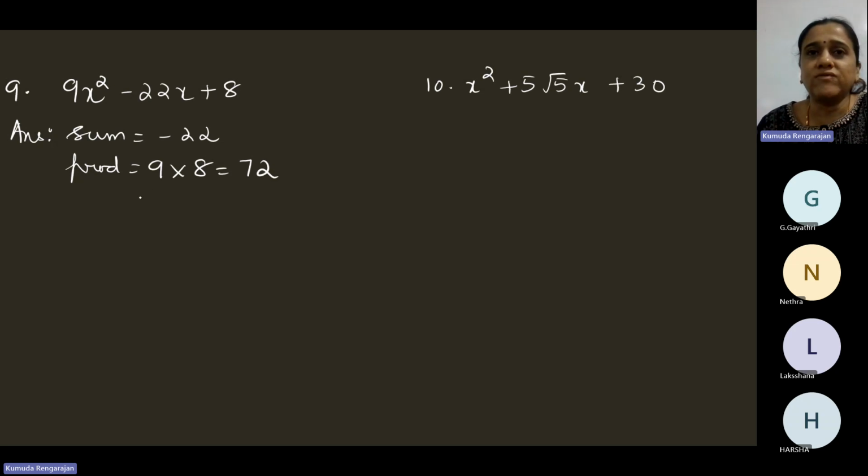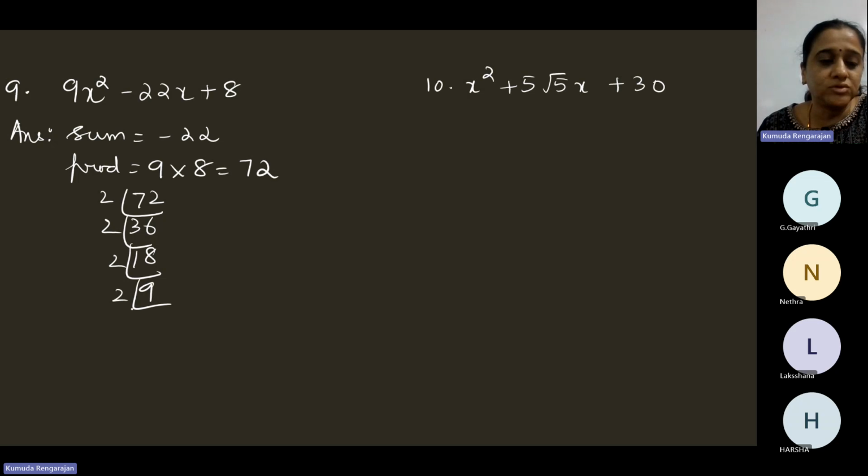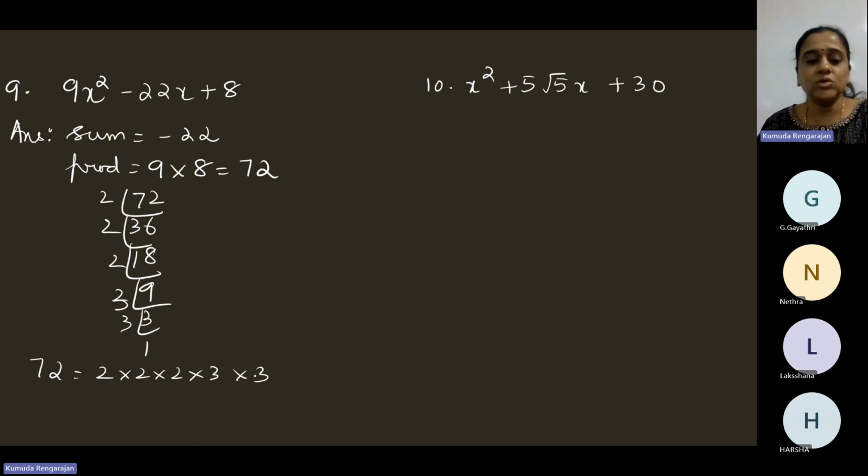So for that, you need to write the factors of 72. You can use this method: 72, 2, how many times? 36 times; 2, 18 times; 2, 9s are, no, not 2, sorry, 3 3s are 9, and 3 1s are 3. So 72 is equal to 2 into 2 into 2 into 3 into 3. You should use all these numbers and make only two numbers which satisfy the sum and the product.